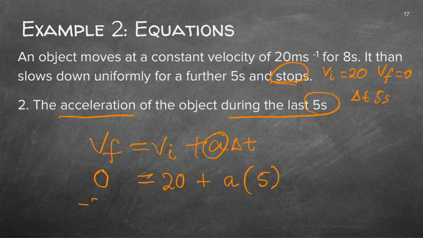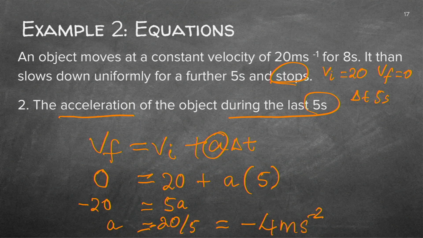0 minus 20 equals 5a. A will thus be 20 divided by 5, and it's negative. So the value will be minus 4 meter per second square, and that will be, let's say, to the right.